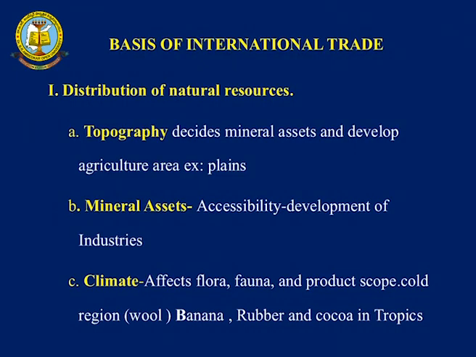So, what are the bases of international trade? Yes, there are two to five bases of international trade. One among them is the distribution of natural resources. What is included in natural resources? The first one is topography, mineral assets and the climate.